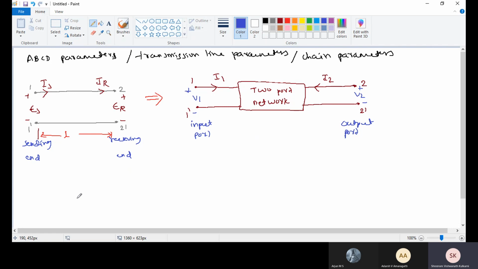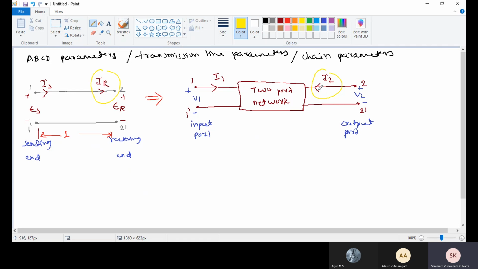Okay, now these parameters are used in the analysis of power transmission networks. This is the sending end port, here we are representing it as the input port. The receiving end port we are representing as the output port. But we can observe here IR and I2: IR here is going out, I2 is coming into the network. So while writing the equations, we are writing minus I2.